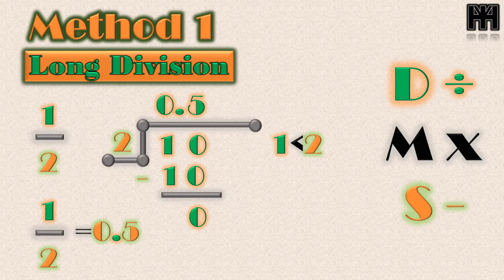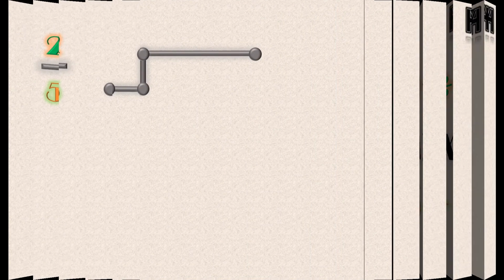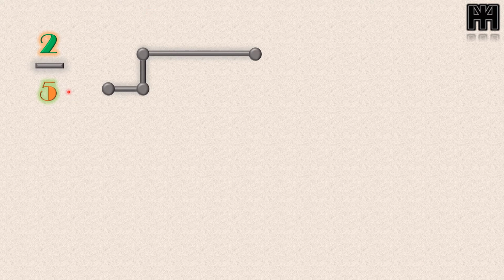Okay, ready for the next one? Let's go. We have 2 over 5. 2 is the numerator and 5 is the denominator. 2 will stay here and 5 will stay here.